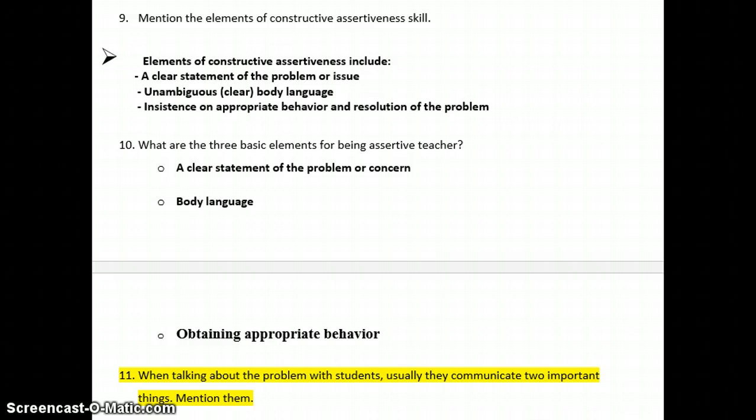Number 9, mention the elements of constructive assertiveness skill. Elements of constructive assertiveness include a clear statement of the problem or issue, unambiguous, clear body language, insistence on appropriate behavior and resolution of the problem. Number 10, what are 3 basic elements of being an assertive teacher? A clear statement of the problem or concern, body language, obtaining appropriate behavior.